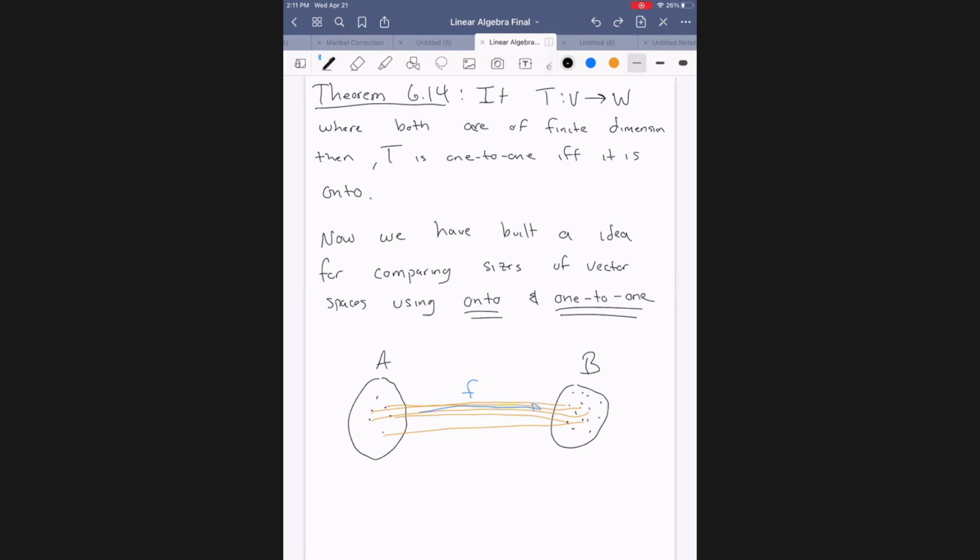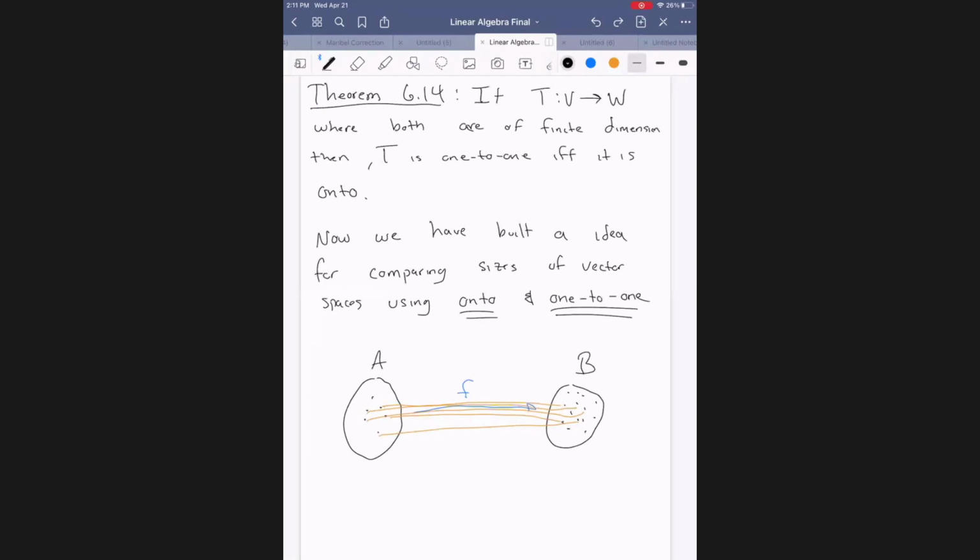Now, this is for sets. You can compare the size of them, but given that these things are vector spaces, isomorphisms not only tell you that they're the same size, but they can tell you a lot more things as well. So the next thing is this. What is an isomorphism?